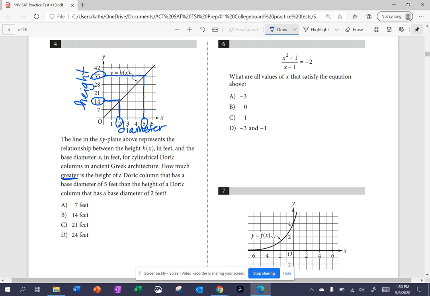So make sure you answer the question. It's asking how much greater. So this is going to be 35 minus 14, which is 21. So make sure you answer the question. There's a lot of these kinds of questions on here.